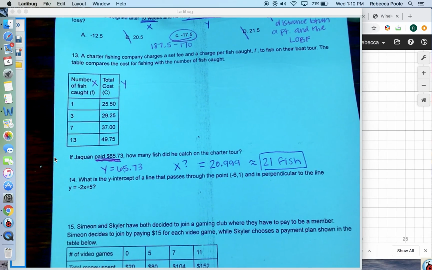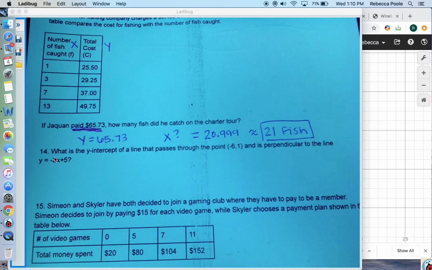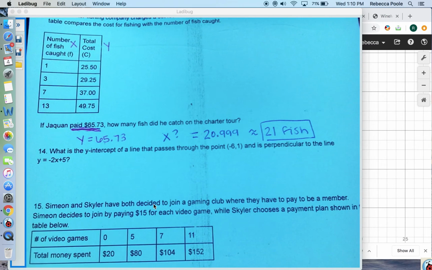Alright, so let's look at number 14. Now number 14, we're going to have to do by hand because it's not multiple choice. And we have to find the perpendicular point that goes through. Well, actually, we can do it in Desmos. I'll show you guys both ways. I'm going to do it by hand first, though.